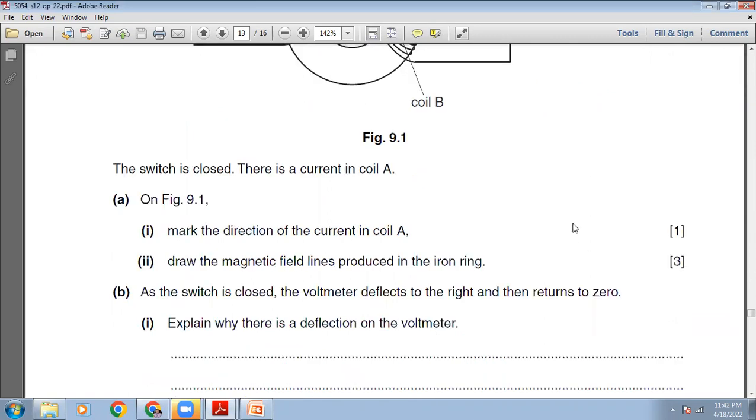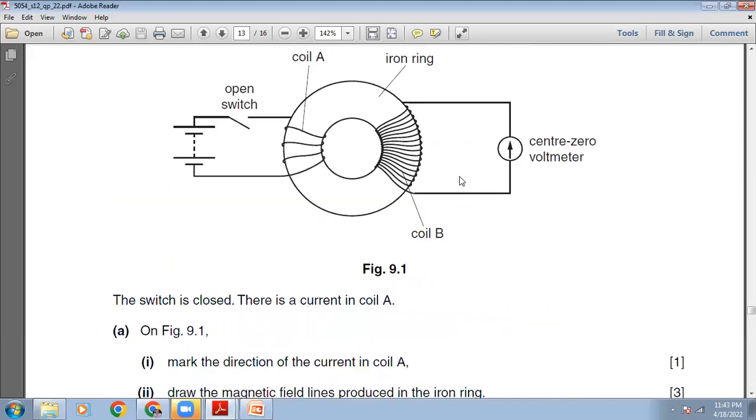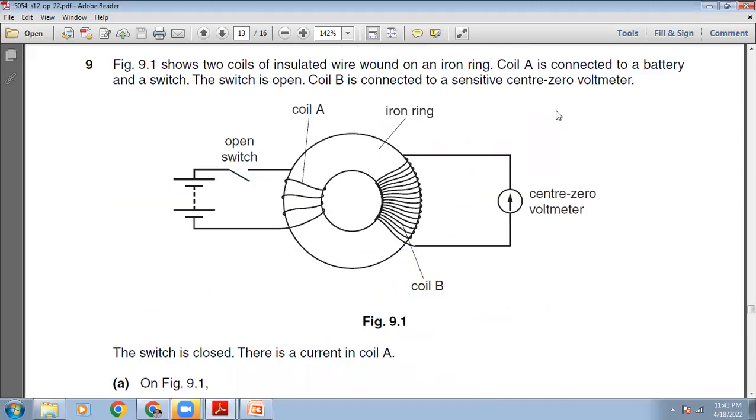On figure 9.1, mark the direction of the current in the coil and draw the magnetic field lines produced in the iron ring. You see, this is your coil. Coil A is connected with the battery, and here we have that coil.